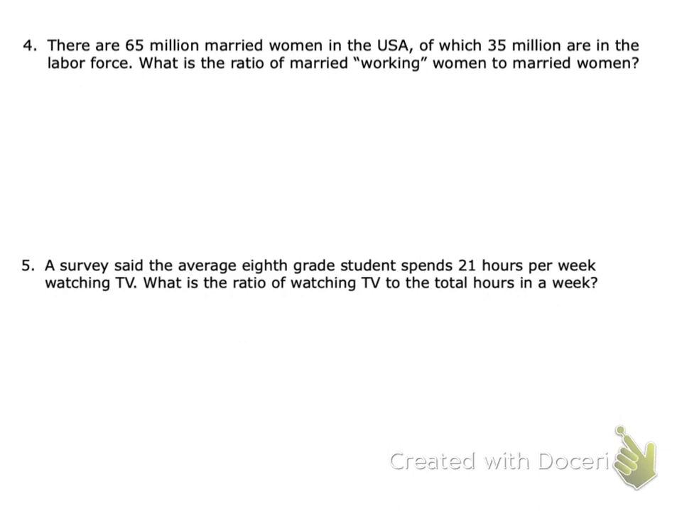Next example, there are 65 million married women in the USA, of which 35 million are in the labor force. What is the ratio of married working women to married women? Again, with the word to, that is setting up your rate. So this is telling us that we should have the working on top, to, meaning over, the married total.